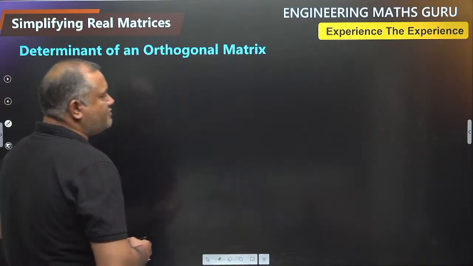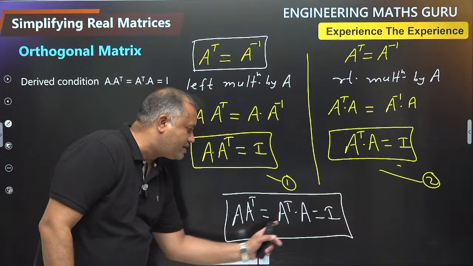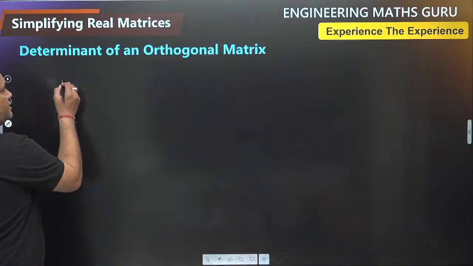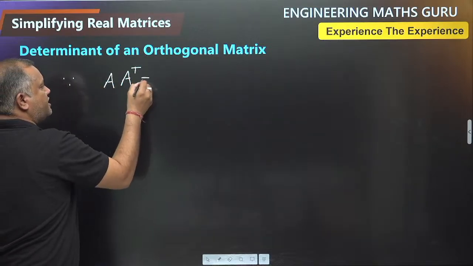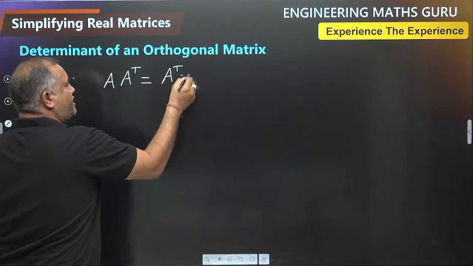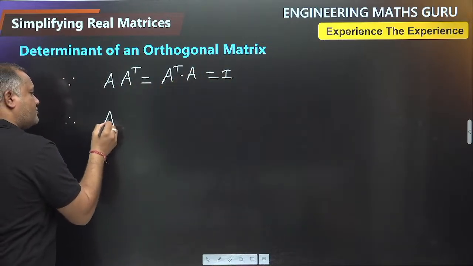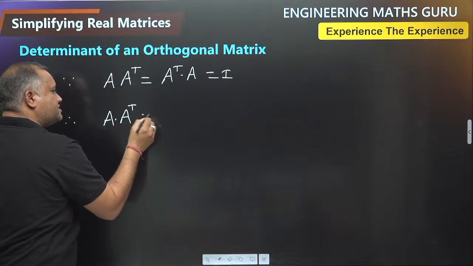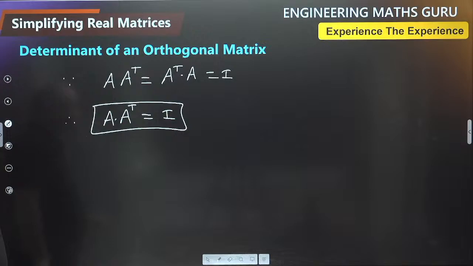Determinant of an orthogonal matrix. Just now you derived one condition. What is that condition? A into A transpose equals I. For an orthogonal matrix, we can say A into A transpose equals A transpose into A equals I. From this equation, I am considering only the first part. A into A transpose equals I.